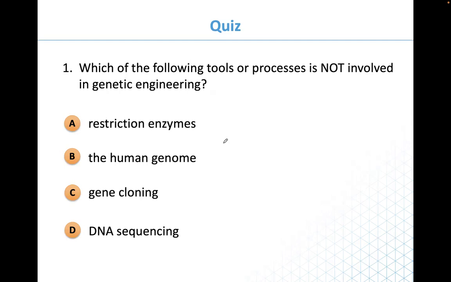So this marks the end of the content. But you can go through these questions yourself. Which of the following tools or processes is not involved in genetic engineering? Restriction enzyme is very involved in it. Here: human genome, gene cloning, DNA sequences. Of course, you're going to think that B might be the correct answer.